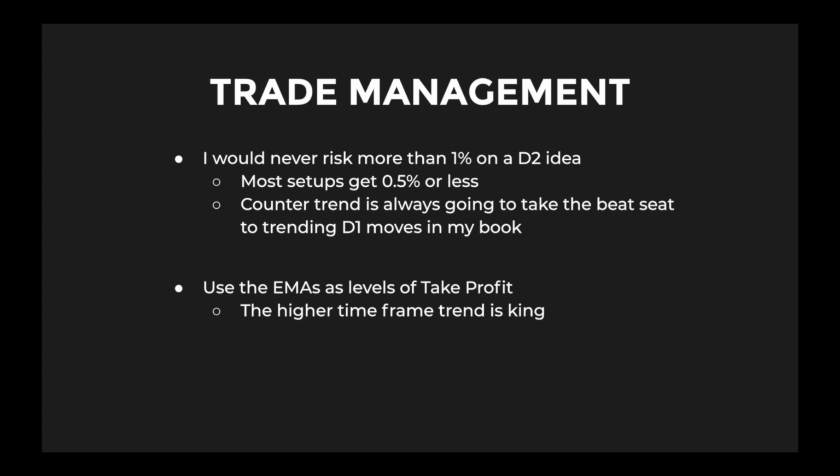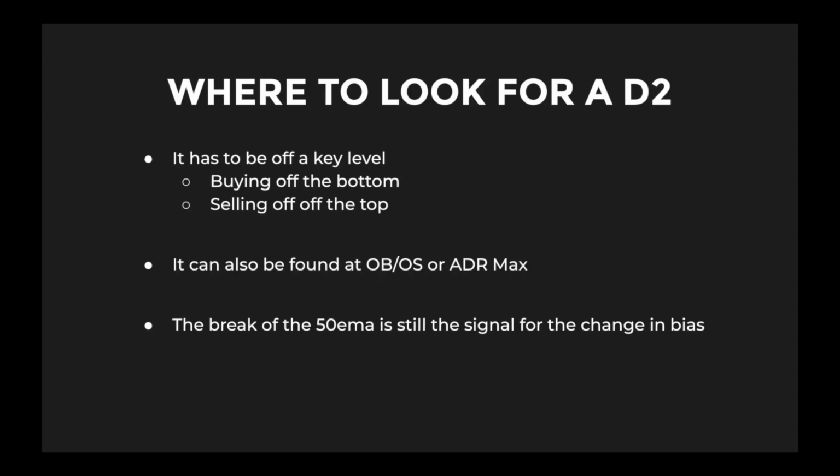Now, I know I just gave you a lot of information here on this slide, but we're going to go into the charts and you're going to understand a lot of what I just said in a second. I want you to remember this as well. You're going to look for the D2 off a key level, which means we're buying it off the bottom or selling it off the top, right? We talked about the uptrend versus downtrend already. You can also find the D2 ideas at overbought or oversold or ADR max reversal points. Think about it. Those are key levels that can be used to see the market turn.